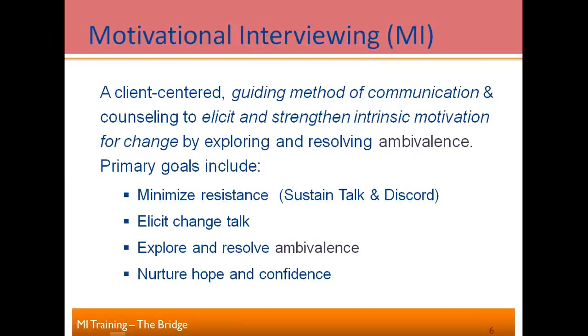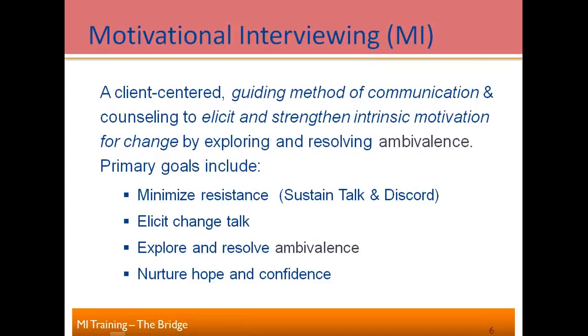First and foremost is listening. So I like this phrase, a guiding method of communication. We are listening to what our clients are telling us, and we're listening in a very particular way. So, a guiding method of communication and counseling to elicit, to draw out or pull out, and strengthen intrinsic motivation for change. Now, basically, that is the heart of what MI is. It's drawing out from the person, the participant, the client, the patient, their intrinsic motivation for change.